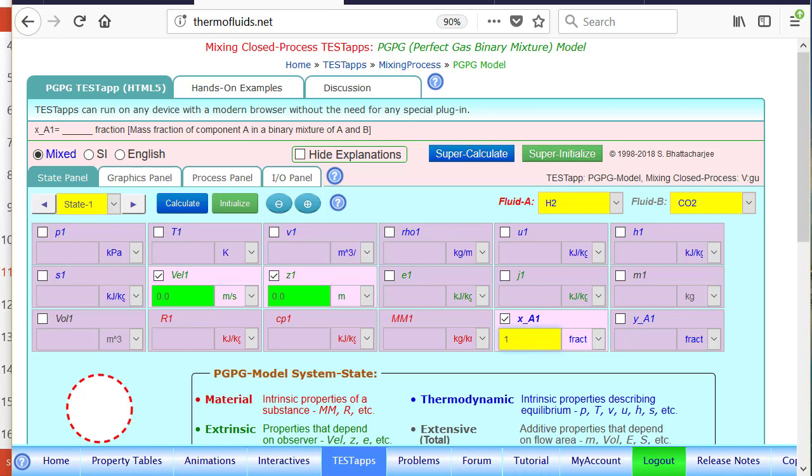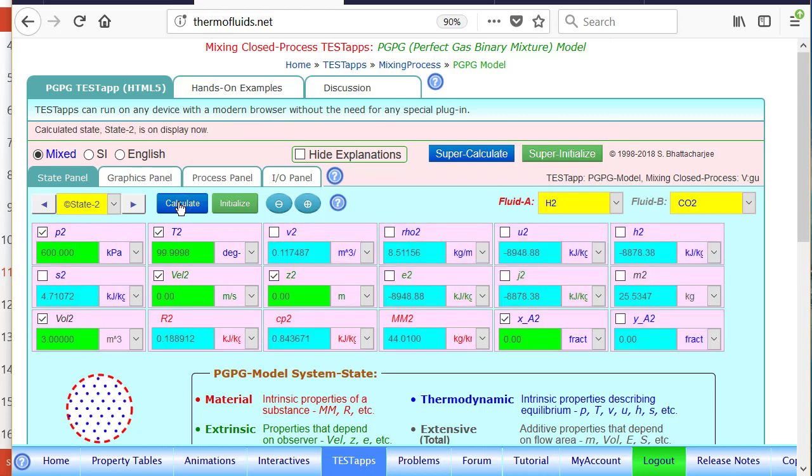So state 1 we know is pure hydrogen, and also known are the pressure, temperature, 20 degrees Celsius, and volume, 10 meter cube. So state 1 is completely known. For state 2, we have pure CO2. So the mass fraction is going to be 0 for hydrogen, which means we have pure CO2. And then the pressure is supplied as 600 kPa, and the temperature is 100 degrees Celsius. The volume happens to be 3 meter cube. So state 2 is completely known.